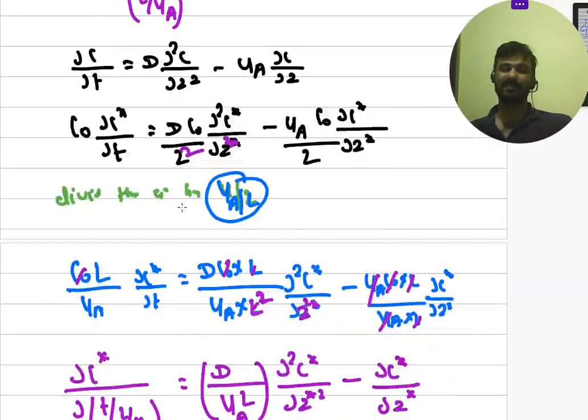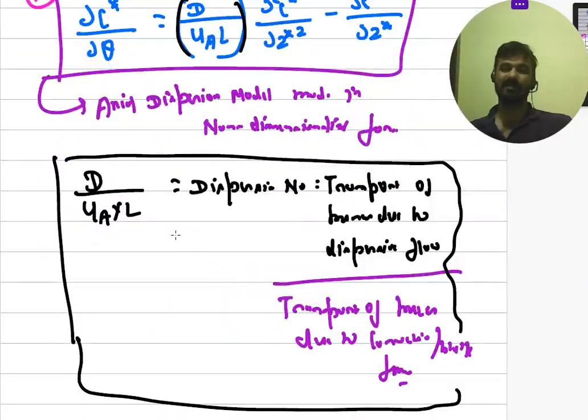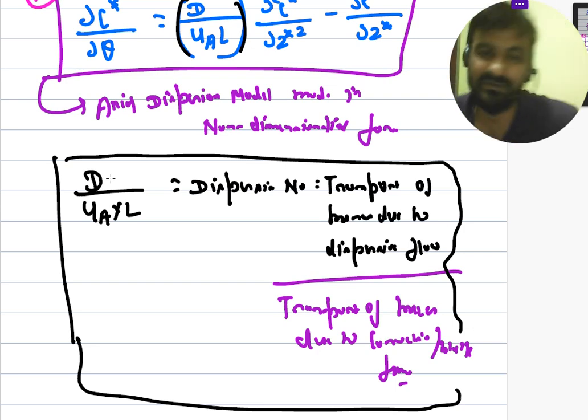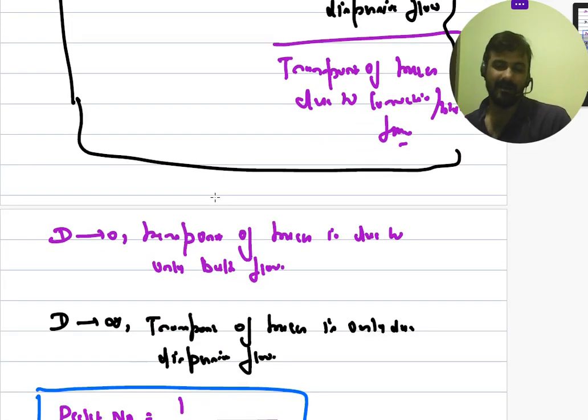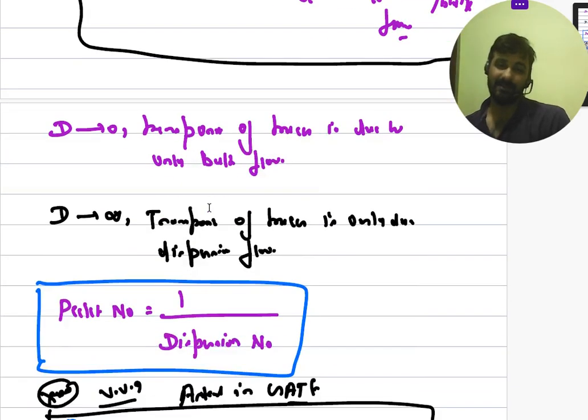And once you do this calculation, finally you will get a dimensionless number, that is D by U into L, that is called the dispersion number. And this indicates the transport of the tracer due to the dispersive flow divided by the transport of the tracer due to the convective or bulk flow, right? So this particular dimensionless number, the dispersion number, tells you the relative importance of the transport of the tracer due to the dispersive flow compared to the transport of the tracer due to the bulk flow or convective flow.